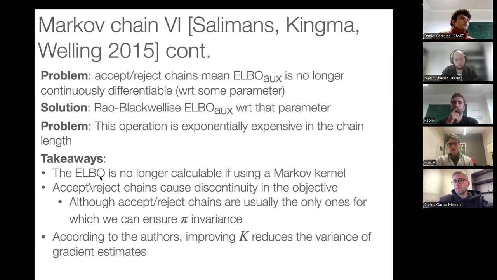Okay. And so from all of this, we can take some lessons. Lesson number one is just that the ELBO is no longer calculable if we're using a Markov kernel within our variational approximation. Lesson number two is that using accept-reject chains can cause discontinuity in the objective, even though accept-reject chains are usually the ones that we'll want to use because they're the ones that ensure pi invariance. And according to the authors, apparently improving the properties of K reduces the variance of the gradient estimates. So that's quite an interesting point to note.